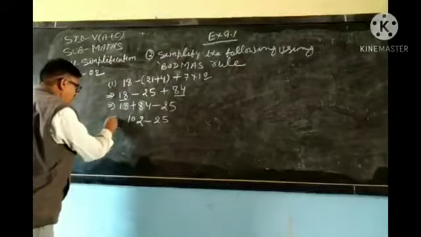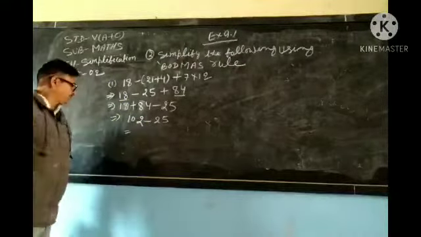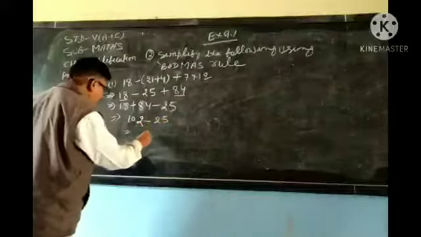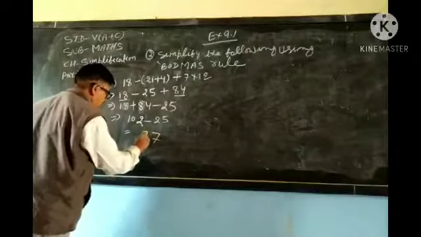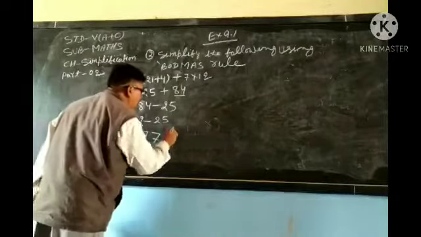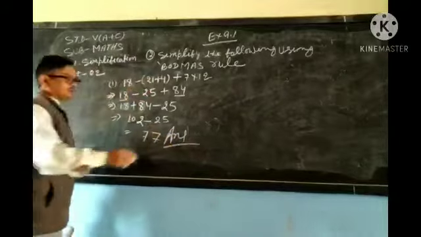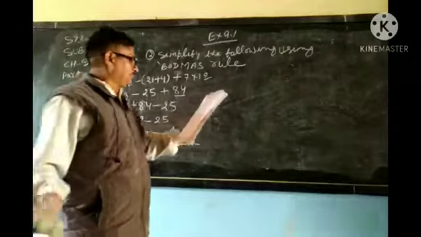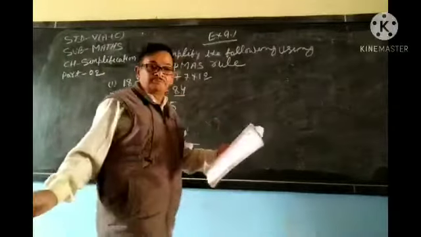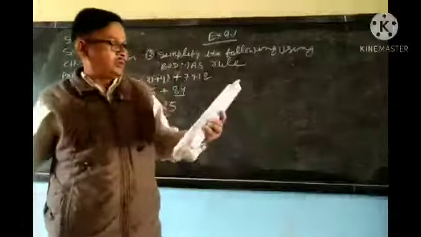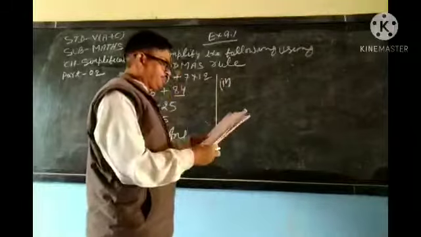So now, what is the right answer? 12 minus 5, 7 is there. And 9 minus 2, 7 is there. So your answer is 77. It is clear? Any problem? Understood? Now I am going to solve question number 4. Question number 4 is there.